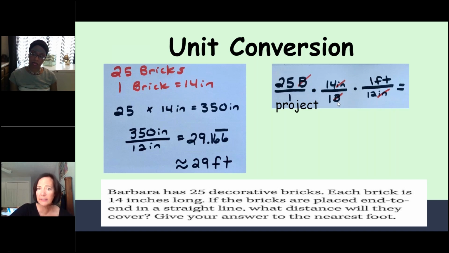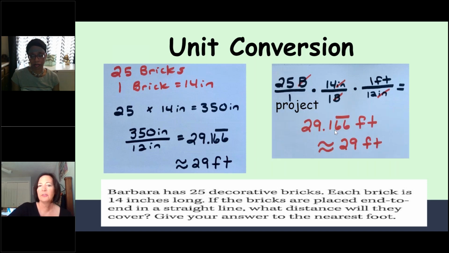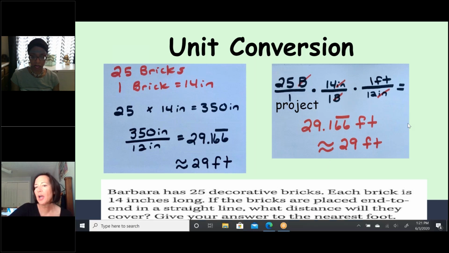And then we would cancel out. So the brick cancels with brick, and then inches cancels with inches. So when we're done, we have 29 feet for 1 project.